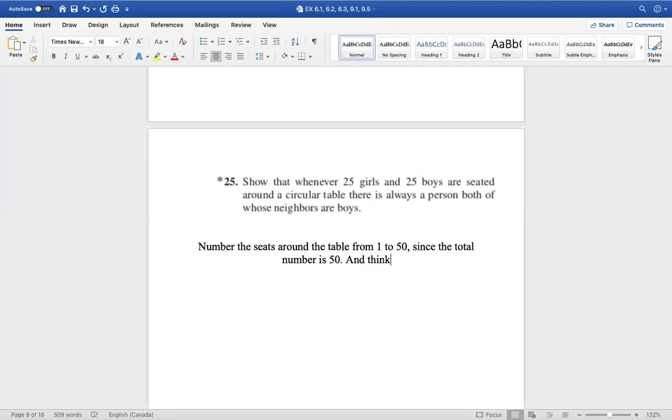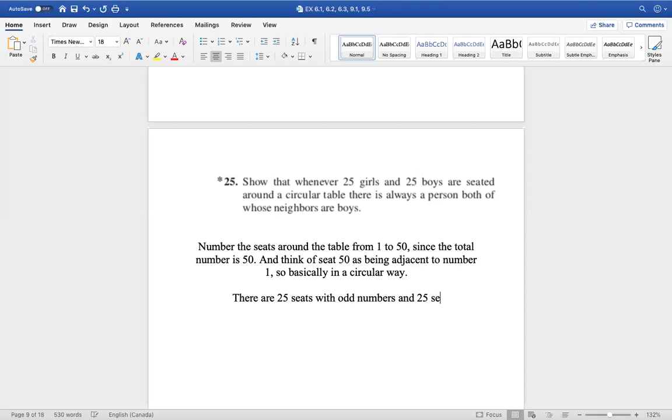And think of seat 50 as being adjacent to number 1, so basically in a circular way. Okay. Now there are 25 seats with odd numbers and 25 seats with even numbers, right? Because they're from 1 to 50, 25 is odd, 25 is even.